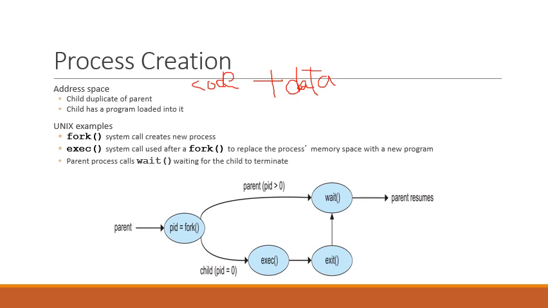Let's take the example of the Unix operating system. In Unix, the fork system call is used to create a new process, whereas the exec system call is used after the fork system call to replace the process memory space with a new program. So if the child wants to execute a different program, an exec system call will be used after the fork system call to load the address space of the child with the new program.